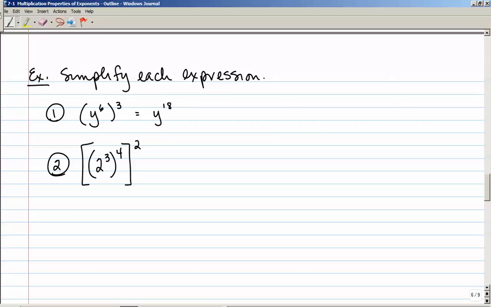Example number 2, 2 to the 3rd raised to the fourth, raised to the second. Don't worry about coming up with a number. I don't think your calculator could handle this. I'm just going to leave 2 as my base. So I'm going to leave the big 2 as the base, and then just multiply my exponents. So 3 times 4 times 2, or 2 to the 24th. Don't punch that into your calculator and try to come up with a number. Just leave it like that.